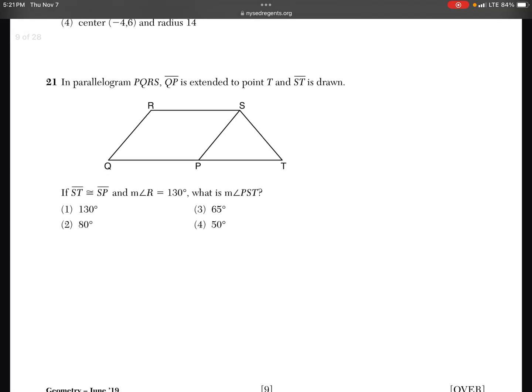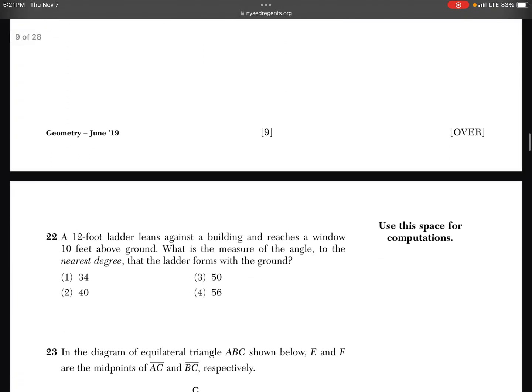Number 21, we have a parallelogram, and it's extended to be a rhombus. If ST and SP are congruent, so we have an isosceles triangle on the end there, the measure of angle R is 130. What is PST? If R is 130, then SPT would have to be 50, which means T is also 50. That leaves me 80 degrees. The answer to 21 is 2.